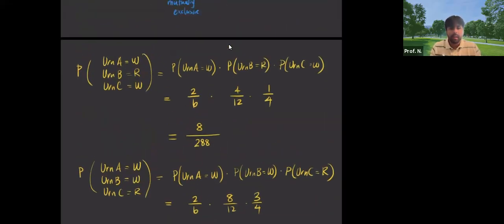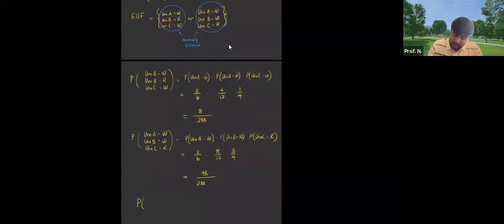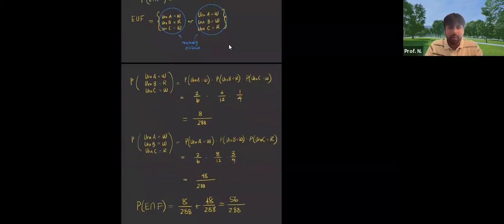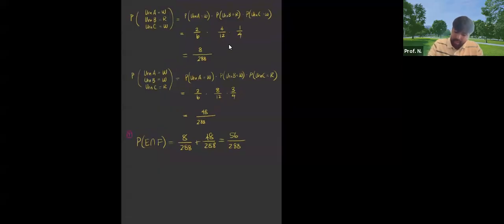Does everybody see that? So then what is going to be the probability of E intersect F? It is 8 over 288 plus 48 over 288. And when you add this up, you get 56 over 288. So that's what we get for our intersection. Now, what I have to find is the probability of F happening. So that's the first thing we did. Now, the second thing we have to do is the probability of F.